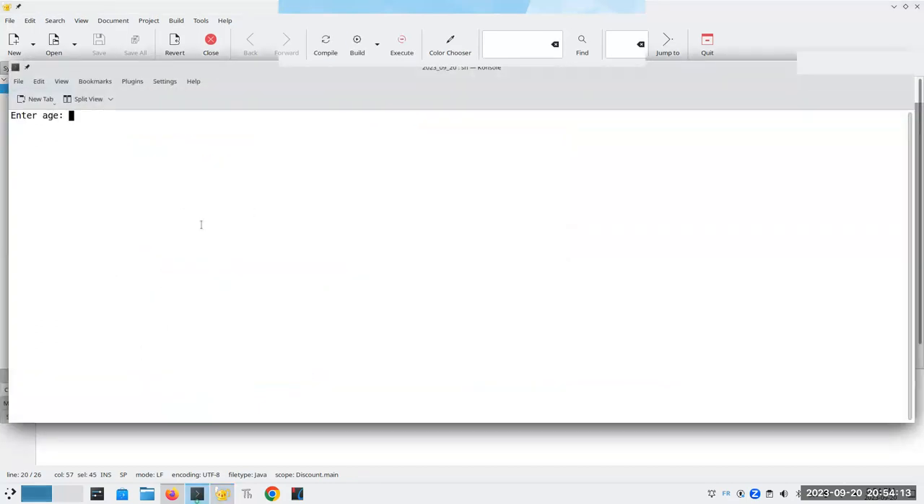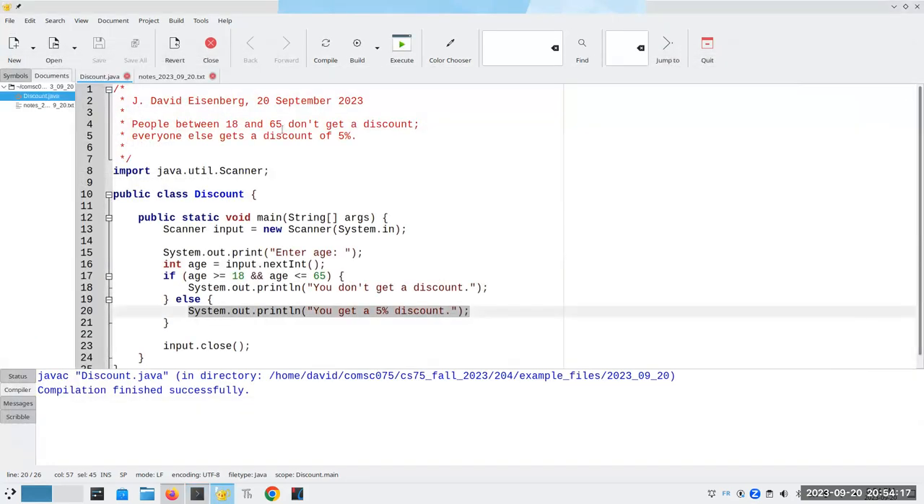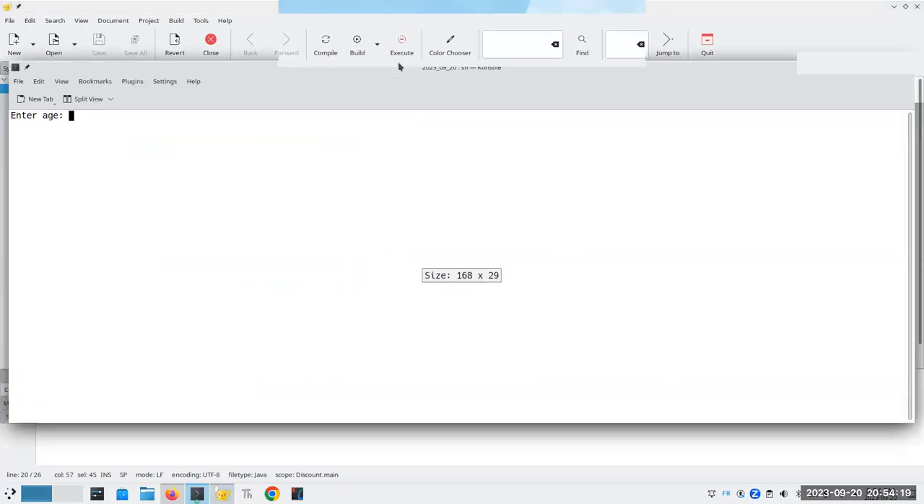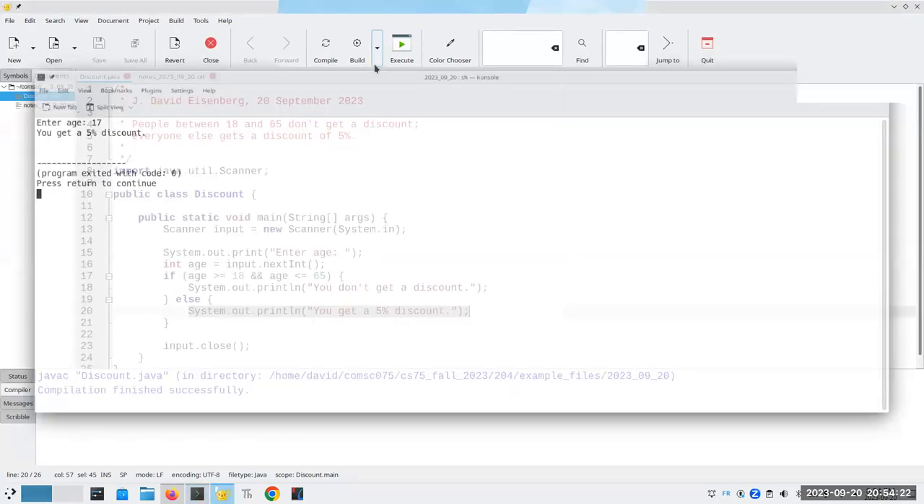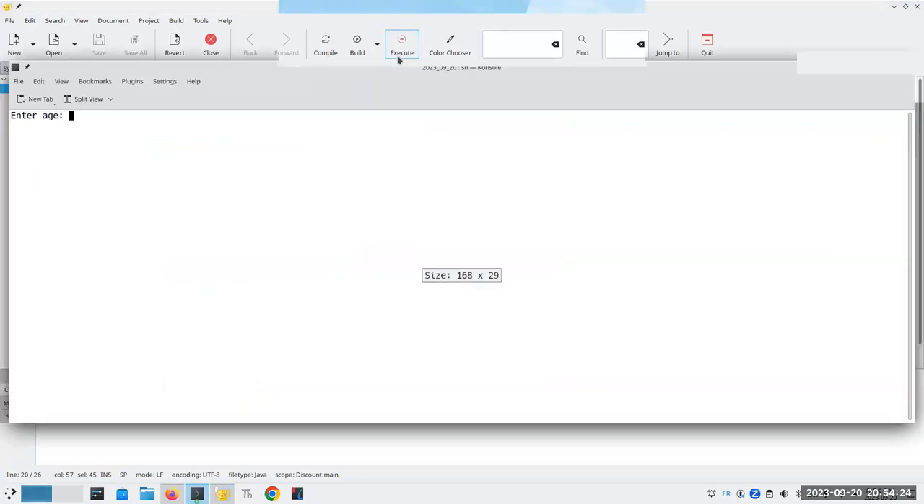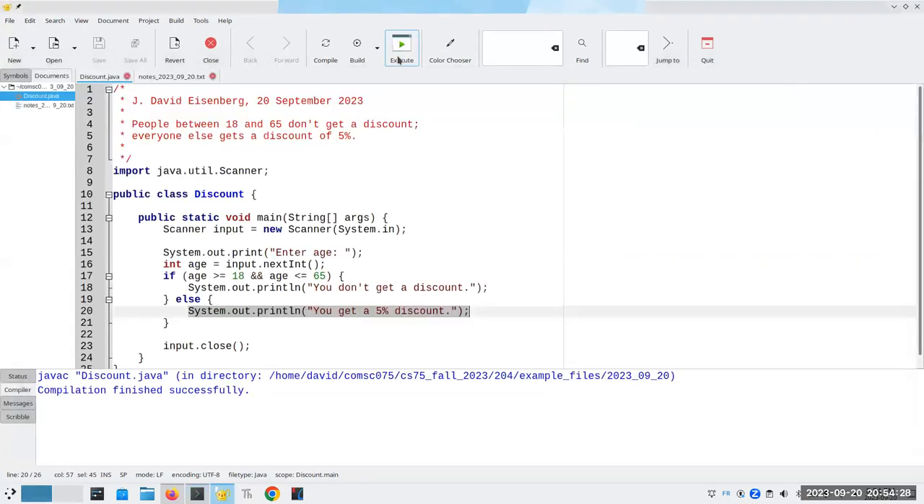So if somebody is, let's say, 70 years old, they get a 5% discount. If they're 17, they get a 5% discount. If they're 42 years old, they don't get a discount. Again, absolutely nothing new here.